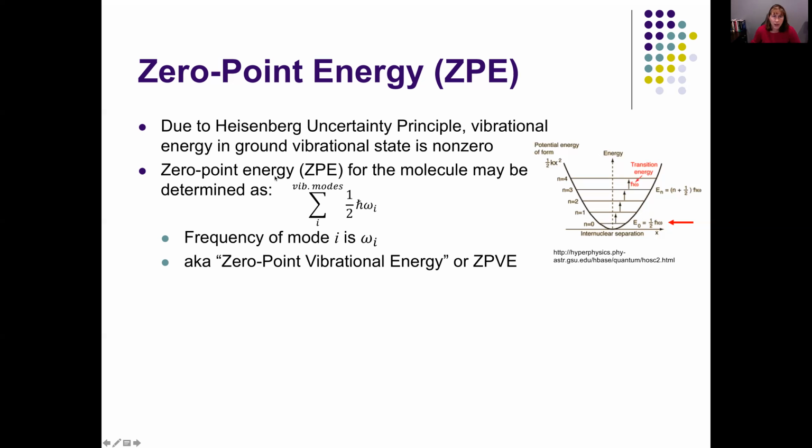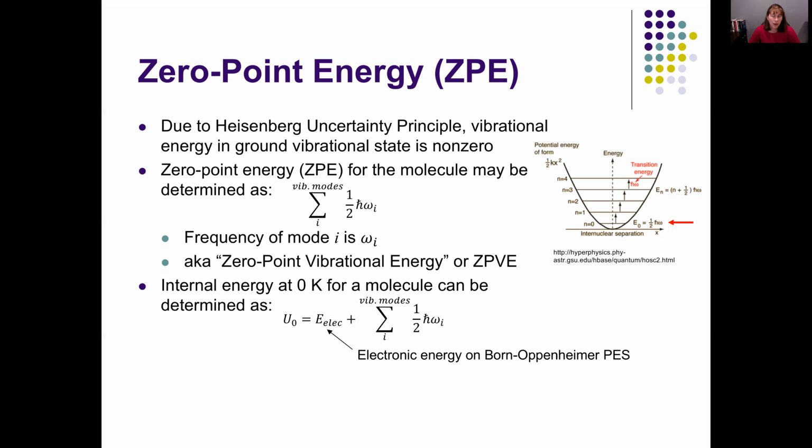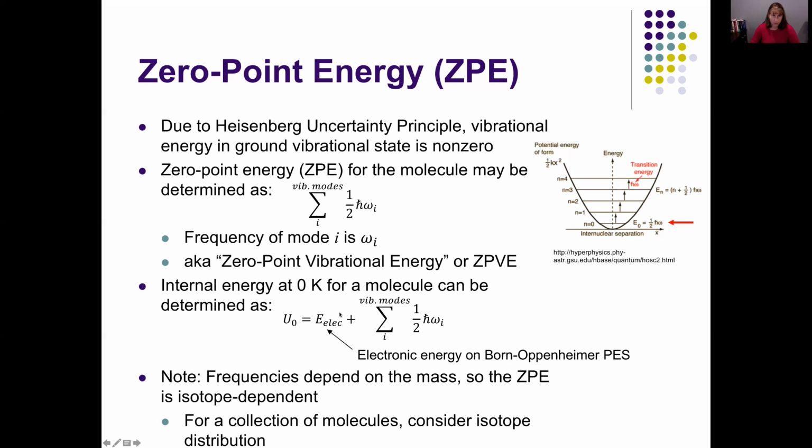And I wanted to mention that I often refer to it as zero-point energy, but you might see it called zero-point vibrational energy. So you might also see the abbreviation ZPVE. Now, when we think about a molecule at 0 Kelvin, we can determine its internal energy as being a sum of the electronic energy plus this zero-point energy. And so the internal energy at 0 Kelvin is the sum of these two terms.